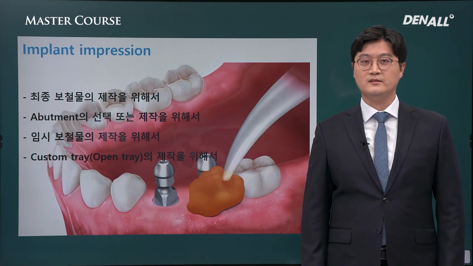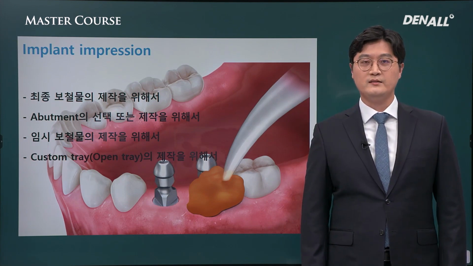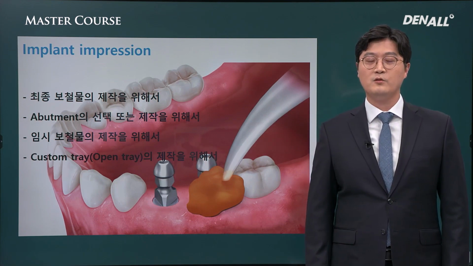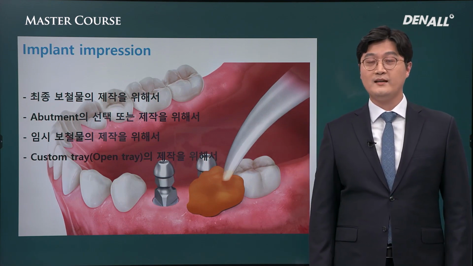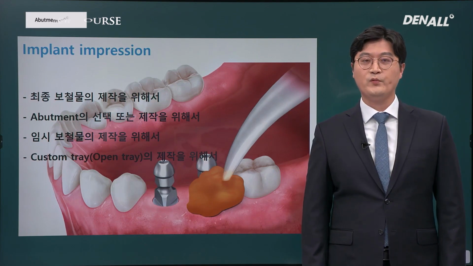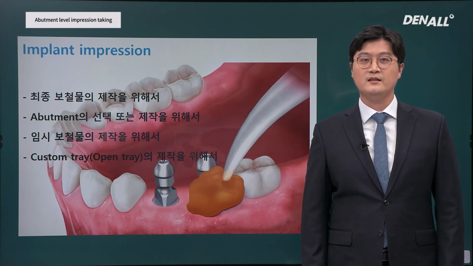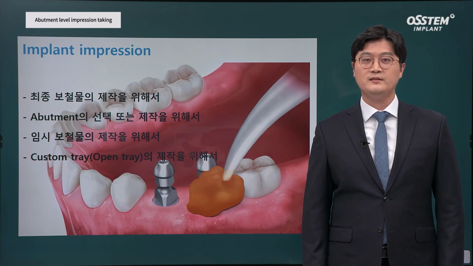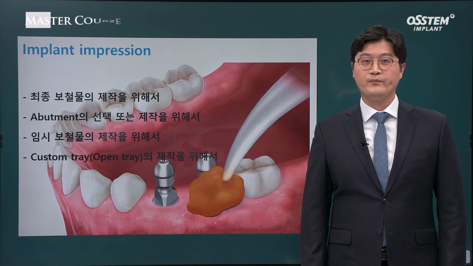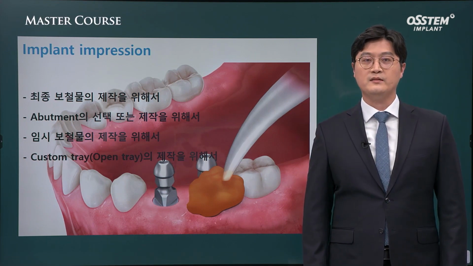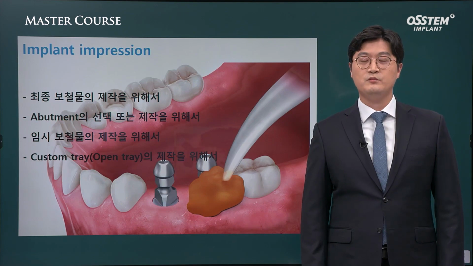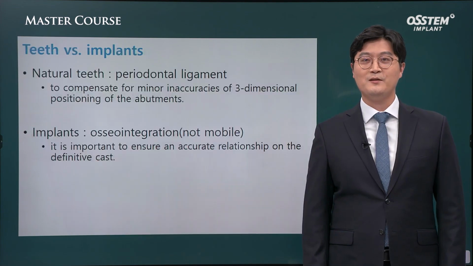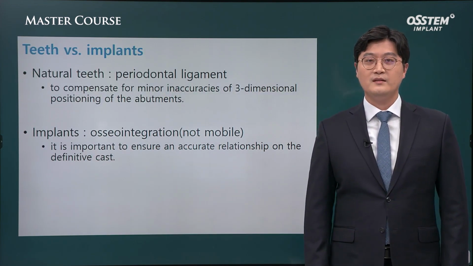The purpose of taking impressions is to fabricate the final prosthesis. Through impression taking, a gypsum model is made, and on the model, an abutment can be selected or fabricated. The third purpose is that, on the model, a temporary prosthesis can be fabricated. The last purpose of implant impression taking is to fabricate an individual custom tray, which is called an open tray. So those are the purposes of implant impression taking.